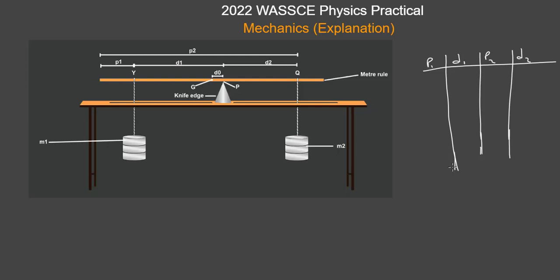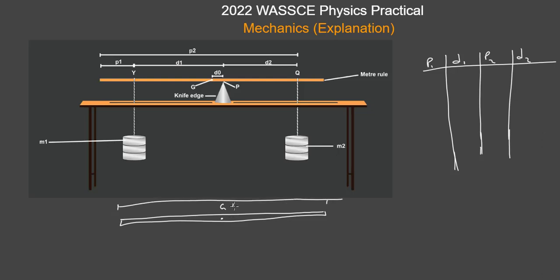So how do we get P1? This is how the experiment goes. This is the procedure. The first thing you'll be told to do is to take a knife edge, then note the center of mass of that knife edge. Let's say it happens to be at position 50. So this meter rule is of 100 centimeters, and let's assume that the center of mass is at 50.